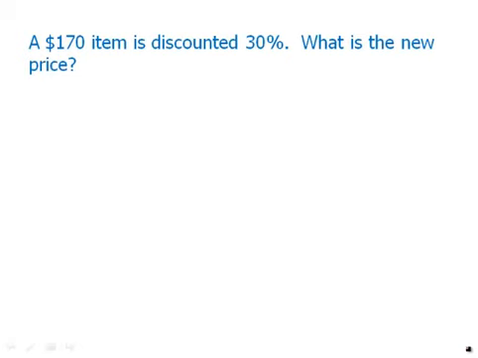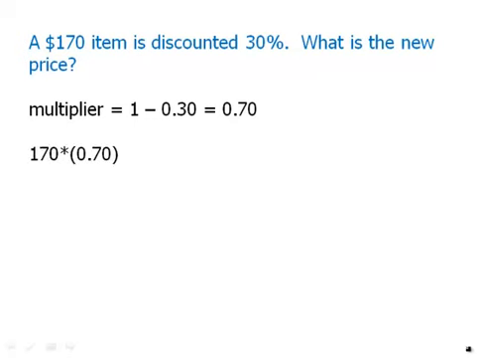A $170 item is discounted 30%. What is the new price? So the multiplier way to do this: I form the multiplier doing 1 minus 0.3. I get 0.7. That's the multiplier for a 30% decrease. Then I multiply the price times that number, multiply out, and I get $119.